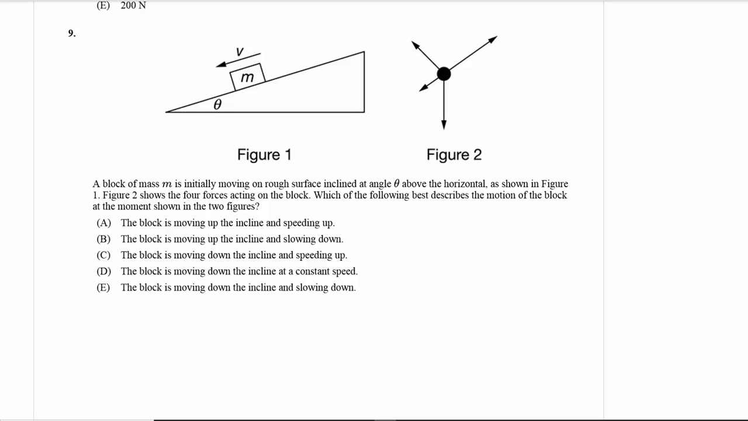Another incline problem with a free body diagram. It says a block of mass m initially moving on a rough surface inclined at angle theta above the horizontal, as shown in figure 1. Figure 2 shows the 4 forces acting on the block. Which of the following best describes the motion of the block at the moment shown in the 2 figures?